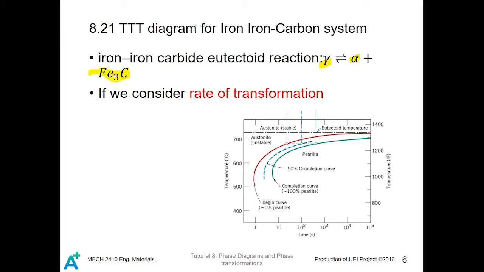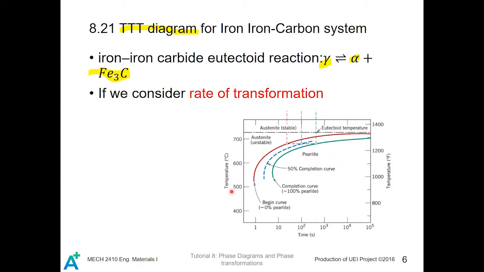And if we consider the rate of transformation, we need to use the TTT diagram, which is here. Here is the TTT diagram. At this eutectoid reaction, we have the following TTT diagram, and you can see that it is first from austenite, the gamma phase. Afterwards, if we wait long enough, it will transform to fully pearlite.